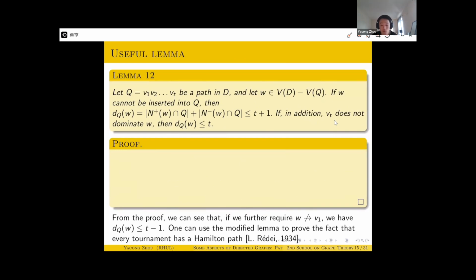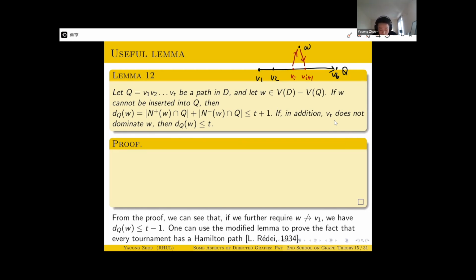Okay, the following simple lemma is also quite useful, which states that if Q is a path from V1, V2 to Vt, and W is an arbitrary vertex outside Q. If W cannot be inserted into Q, that means that there do not exist two consecutive vertices in Q such that the first vertex dominates W and the second vertex is dominated by W.